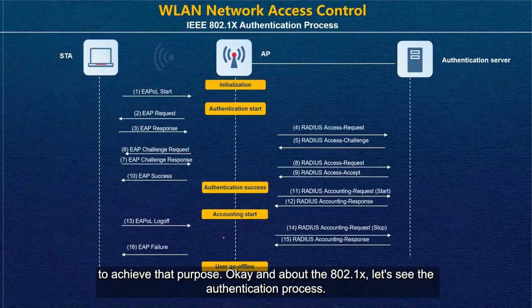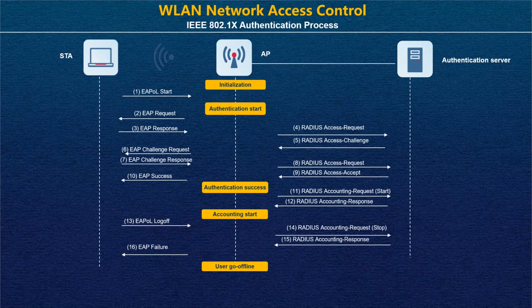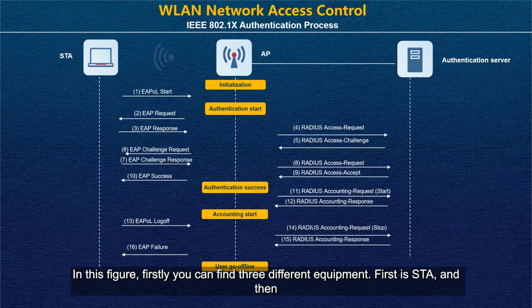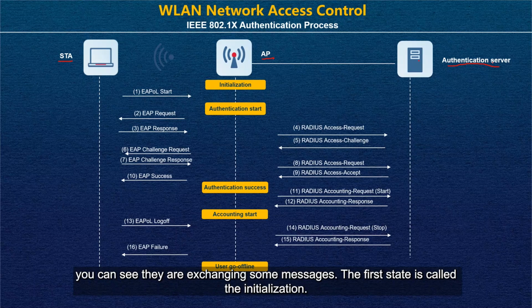Okay, and about the 802.1x, let's see the authentication process. In this figure, firstly, you can find three different pieces of equipment. First is STA, and then AP, and then the authentication server. So the authentication process is shown in this figure. You can see they are exchanging some messages.